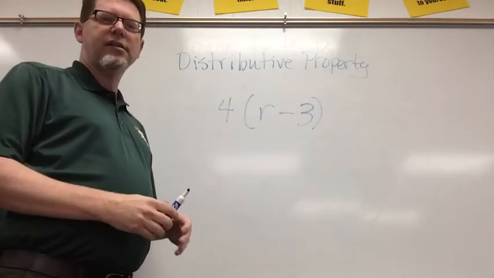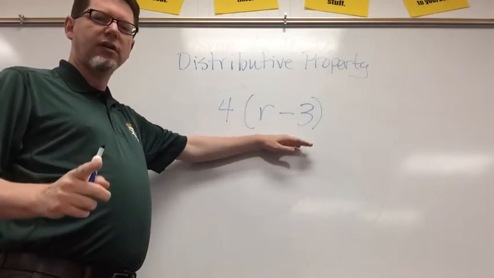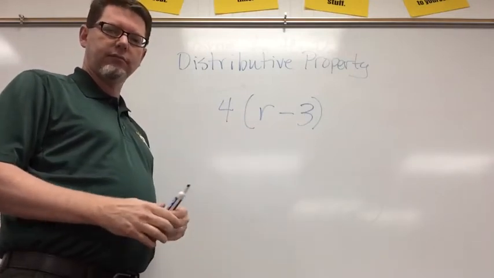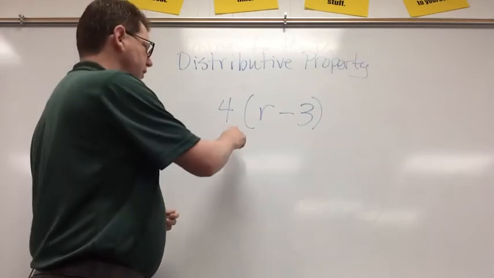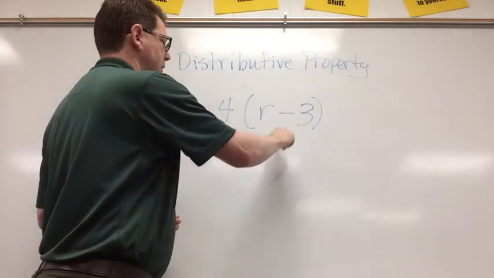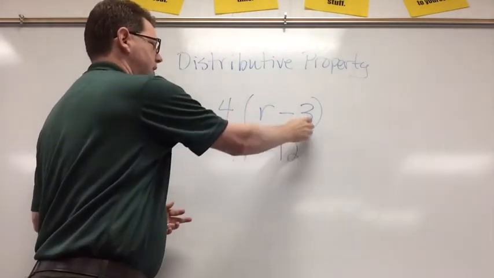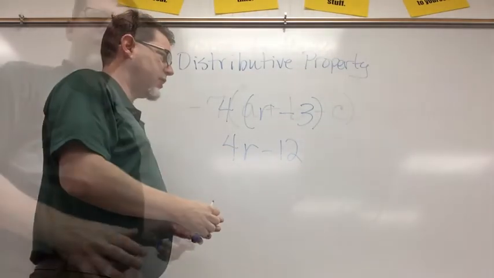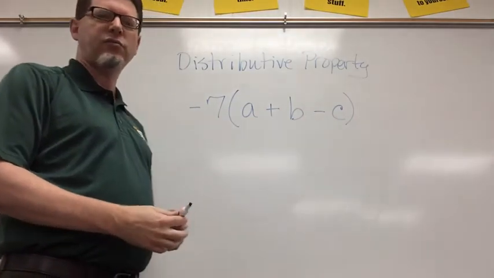Our next example is 4 times the quantity of r minus 3. Try this one on your own. What you hopefully got was 4r minus 12, because 4 times r is 4r, and 4 times negative 3 is negative 12. Let's take it a step further, and what if we increase the number of terms inside our quantity?